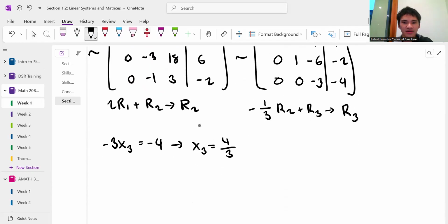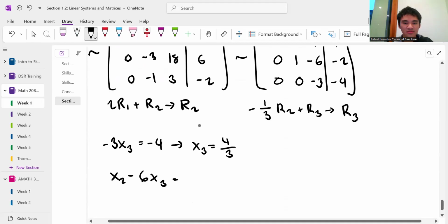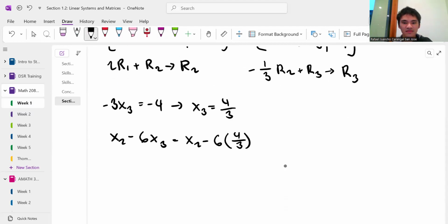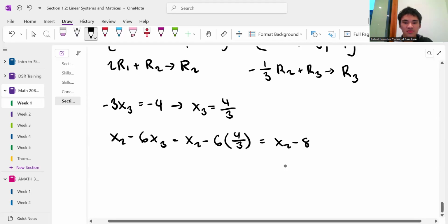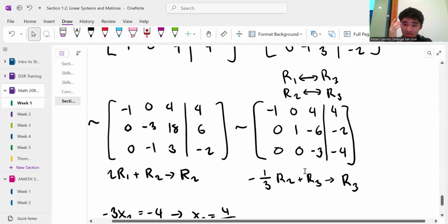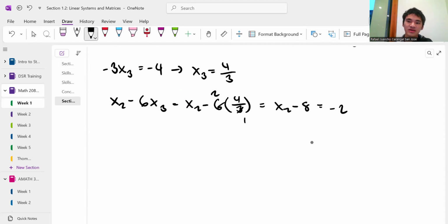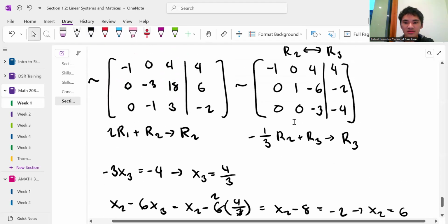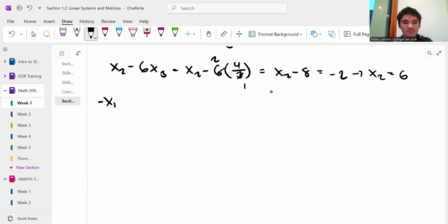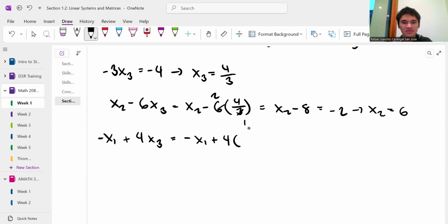Okay, so then we have x sub 2 minus 6 x sub 3. Then we say x sub 2 minus 6 over 3. Then we have 8. This becomes a 1, becomes a 2. Minus 8 equals something. Negative 2. It's actually 8 minus 2, 6. X sub 2 is 6. X sub 1 minus... Then this is a plus 4 x sub 3, is equal to negative x sub 1 plus 4 times x sub 3, which is 4 thirds, right?